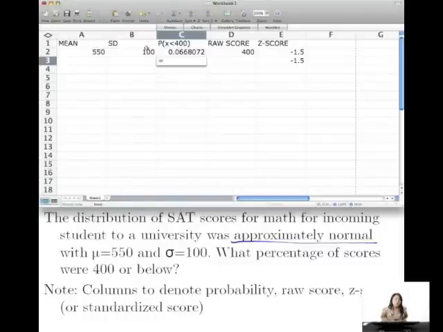We could also do this by using norm.s.dist. So norm with the S, dist. And for that, all you need is the z-score. So I'm going to put in my z-score. And I should get the exact same thing, because remember, the z-score corresponds with the raw score, right? And they're right above each other. So the probabilities at that point should be exactly the same.